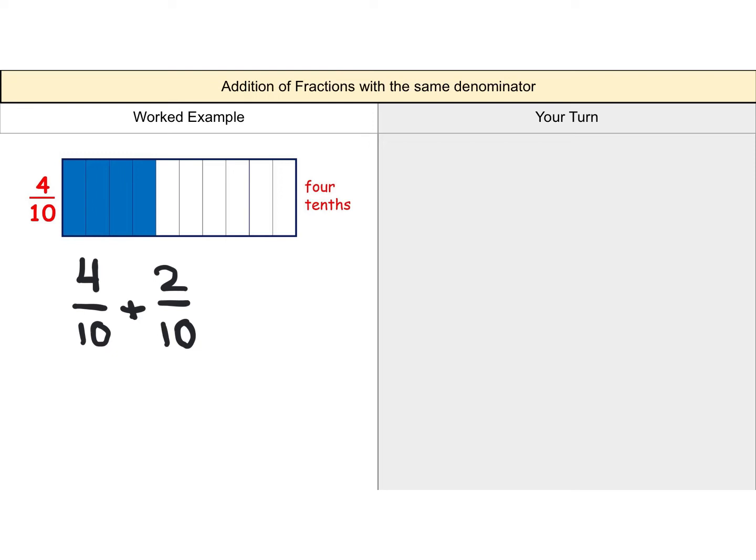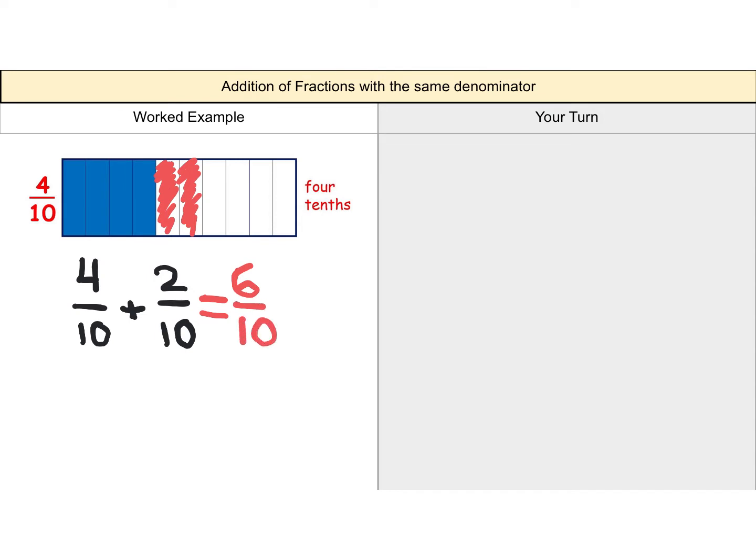Imagine that you wanted to add 4/10 plus 2/10. If we look at the picture, it's currently got 4/10. If I add 2/10 to that, we see that we now have 6/10. So the answer is 6/10.